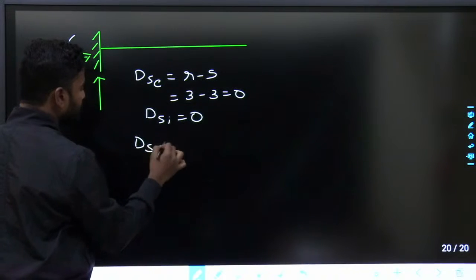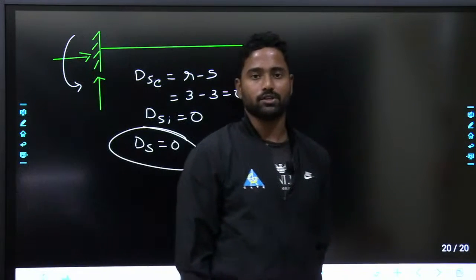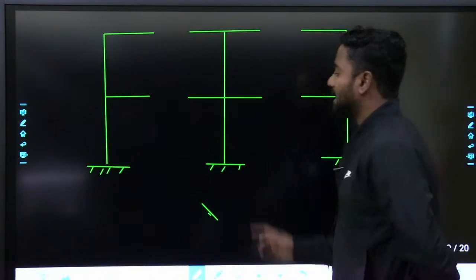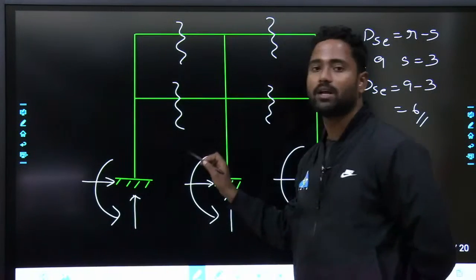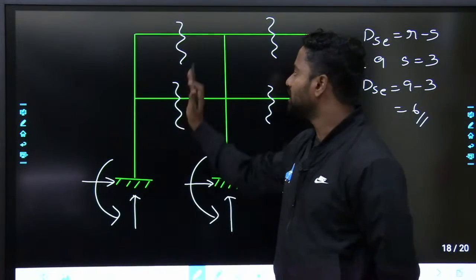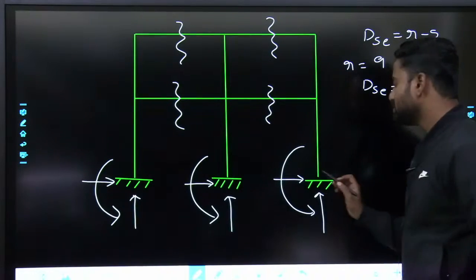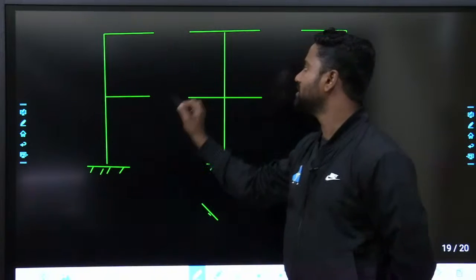So ds is equal to 0. So a cantilever is a determinate structure. It's a stable structure. Fine. So whenever you are cutting the structure, you have to cut it in such a way that each and every part will behave like a stable cantilever. Since these are fixed supports, here one end is fixed, other ends are free.